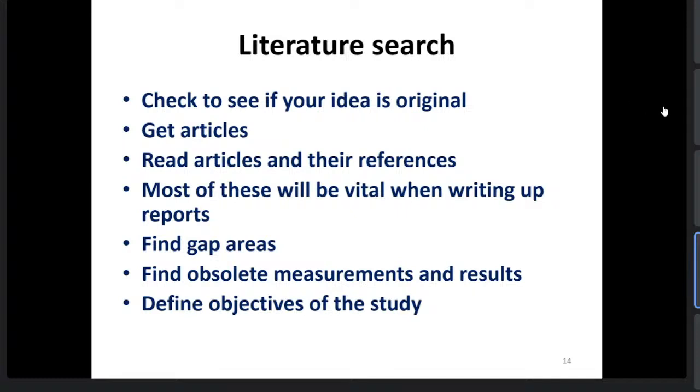Then article writing is also important. As I have told you, find the gaps, and if there are any obsolete measurements and results, you reject them. We also need to set up the objectives of the study: whether there are any applications in the market, and whether it is beneficial to society or not. These are the key things that we need to consider during our research work. Now move to the next slide.